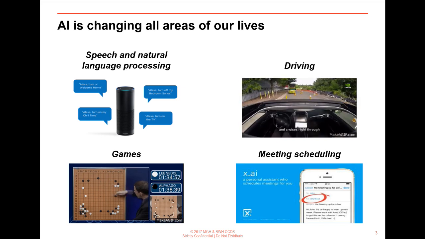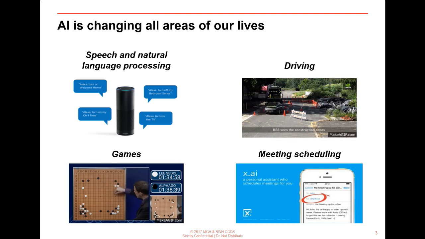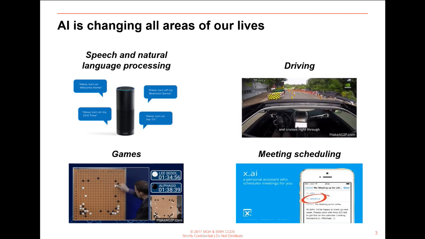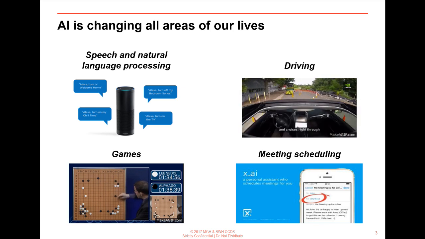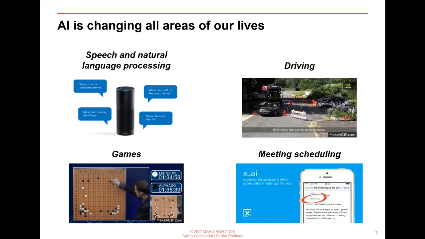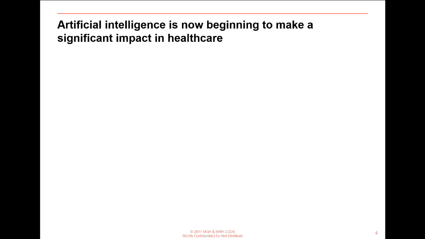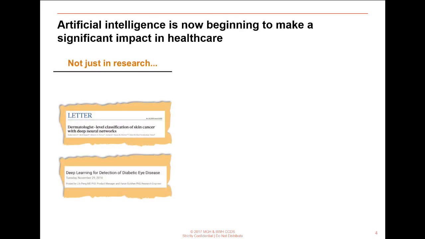Some of you may have heard about AlphaGo, which was something that Google DeepMind created. Basically won 4 out of 5 games against one of the strongest human competitors. And for many in the room, I presume scheduling meetings is something that you think a lot about. There's actually artificial intelligence for that as well. So it's making a big impact in healthcare too, and that's why we're here to talk about it.